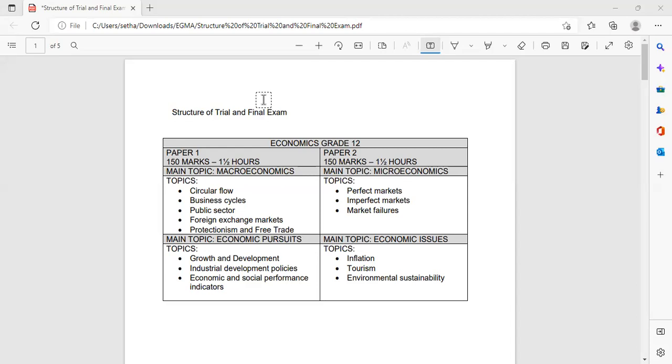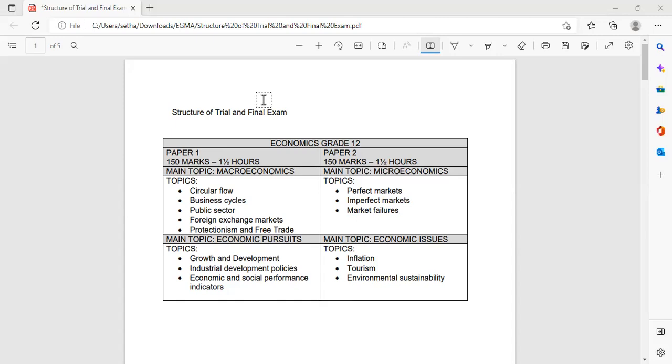So for paper 1, there are 8 topics, which are circular flow, business cycle, public sector, foreign exchange market, protectionism, of which I believe the first 5 you have covered in your June exam. The additional ones are growth and development, industrial development policies, and economic and social performance indicators.